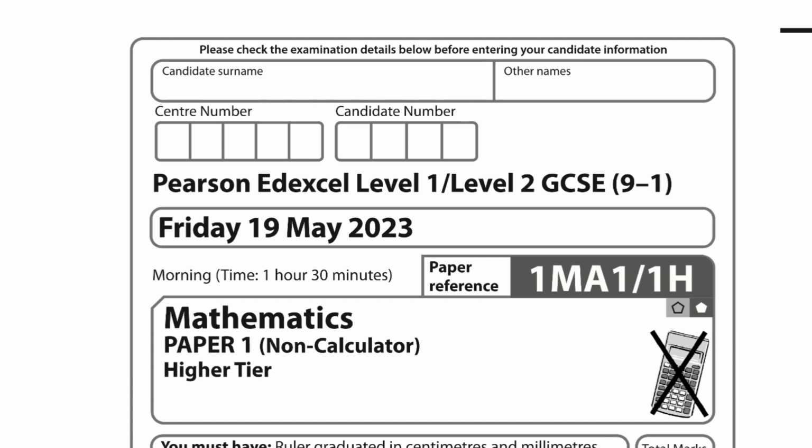This is the EdExcel GCSE 9-1 Maths Paper 1 from the June 2023 series, and this paper is a higher paper.